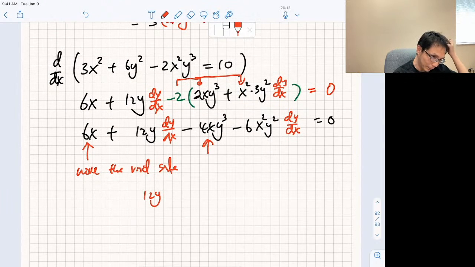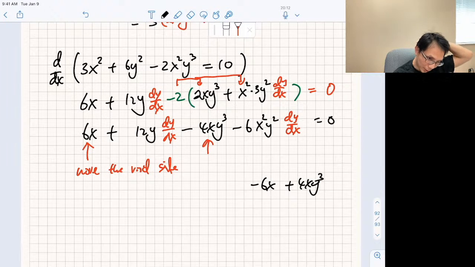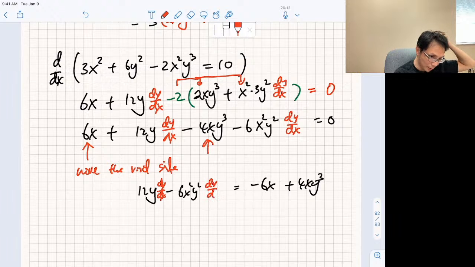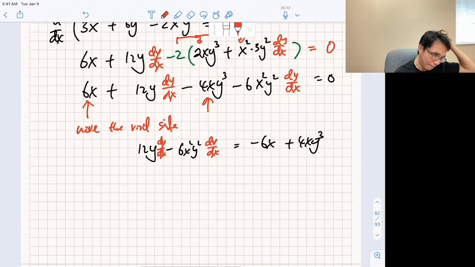Wait, sorry, what did that say? Move to the right side. So therefore I'm going to get negative 6x plus 4x y to the 3rd. And then you've got 12y minus 6x squared y squared, and the dy/dx is a different color. So what can I do here? How do I get dy/dx by itself? Factor it out.